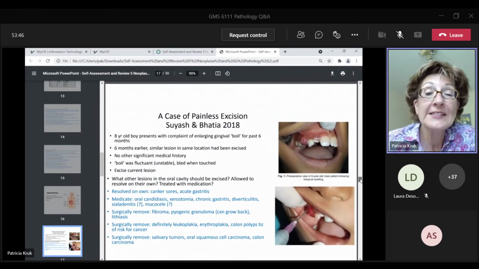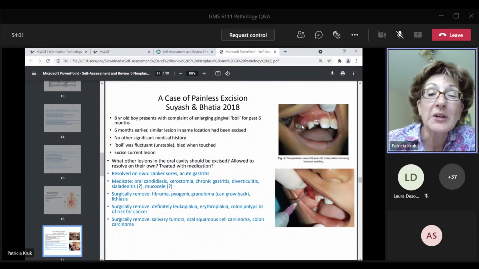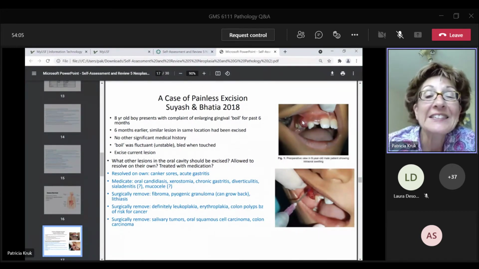So I pulled out a case study that's called a case of painless excision. In this case, we have a young 8-year-old boy who complained of what they call an enlarged gingival boil. It's really more like a pyogenic granuloma. Six months earlier, he'd had a lesion that had been excised, but obviously it seemed to have come back. Otherwise, the boy is pretty healthy.